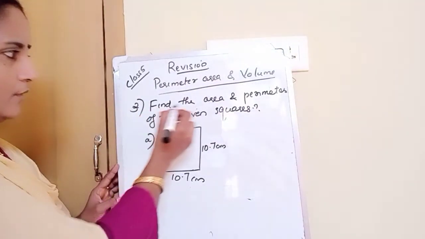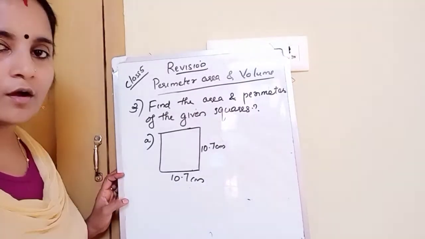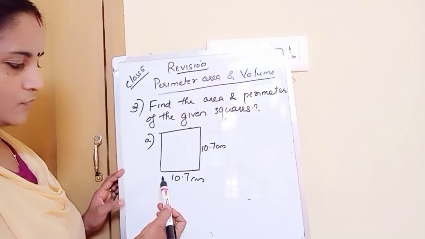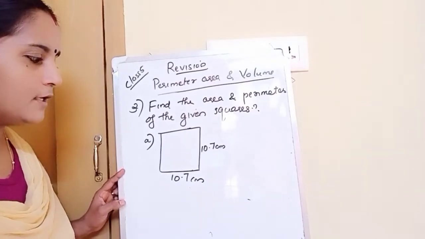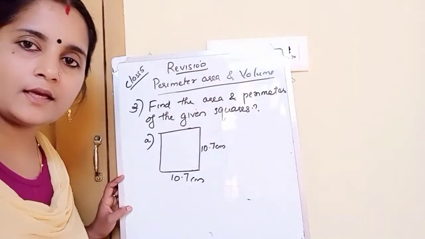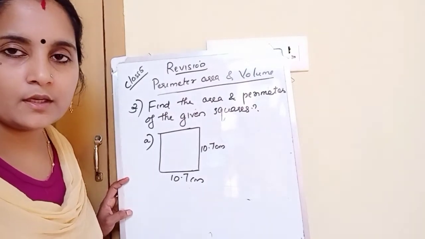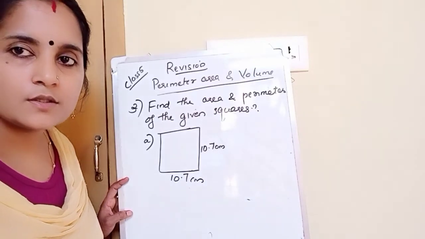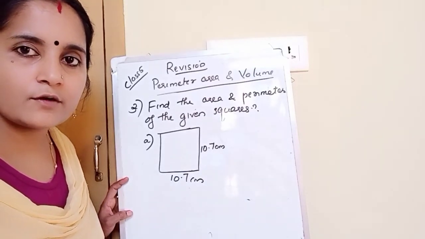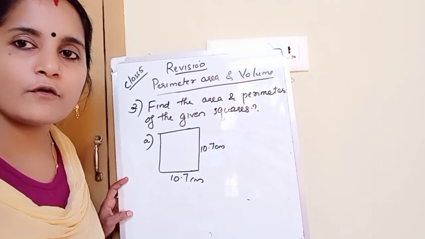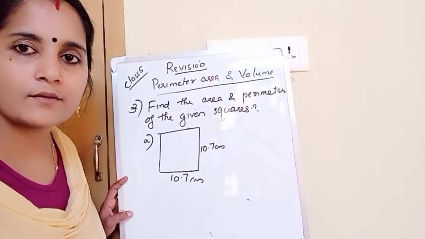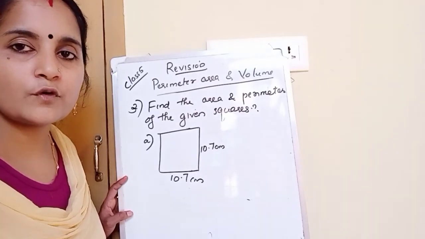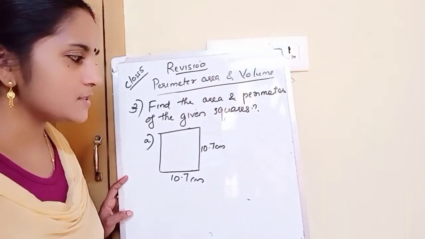Question number 3: find the area and perimeter of the given squares. And the first square is this one with the side 10.7 centimeter. We want to find out the area and perimeter of this square. What's the equation to find out the area of a square? Side into side. And the equation to find out the perimeter of the square is 4 into side, because all the sides are equal. So we add the 4 sides 4 times. That's why we get 4 into side.